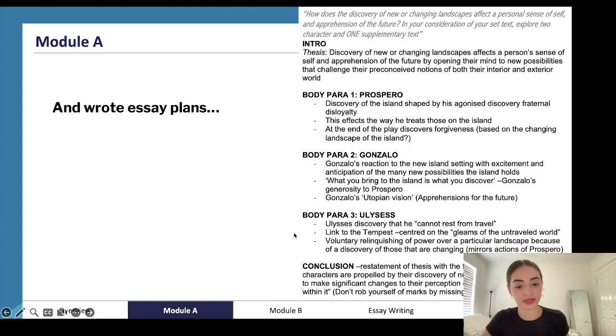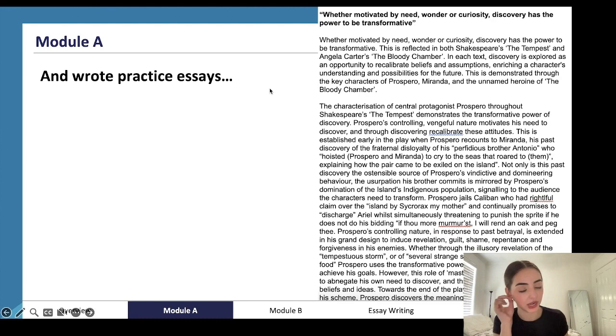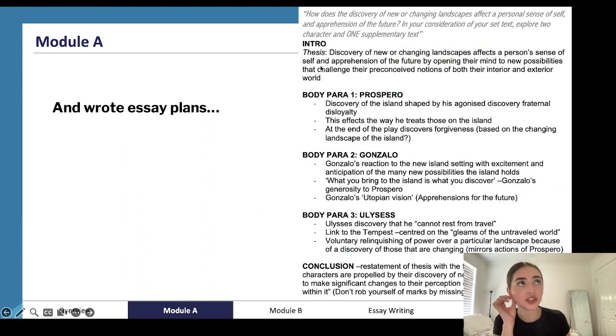I would very much recommend doing essay plans all throughout the year and start doing them now. Prior to the HSC, I transformed these into paragraphs. For each essay plan, I would actually answer it. So there you can see. And then I wrote full practice essays for the questions that I'd written the essay plans for. I would suggest doing an essay plan before you do any practice writing, but you can also do it as its own separate activity.